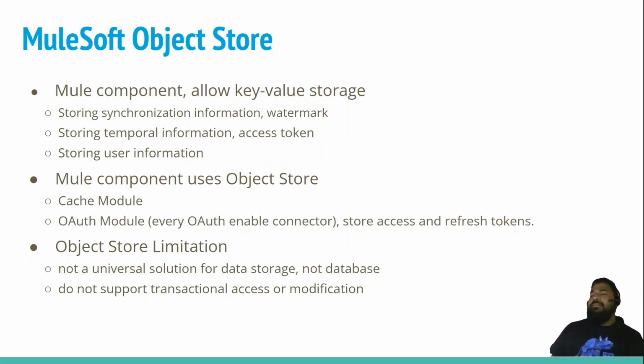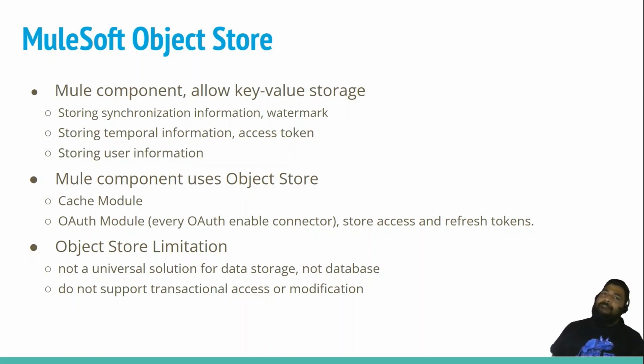There are many kinds of information we can store in the object store. For example, storing synchronization information. Let me explain what I'm talking about. For example, there are two independent flows, and the two independent flows require some information. We can store that information in the object store, and both flows can use the object store connector operations, such as retrieve, passing one specific key, and that key has a value. So those independent flows can use the same information which they require.